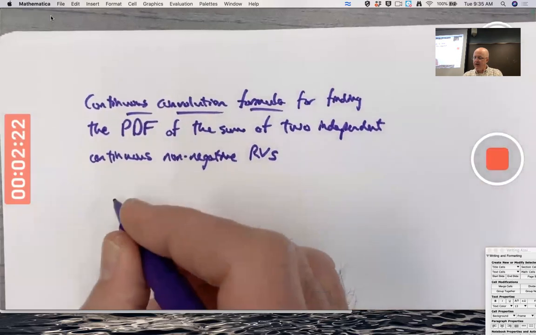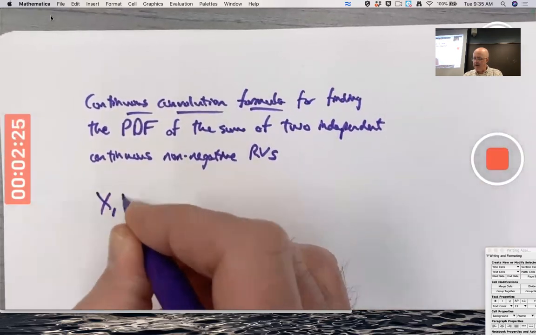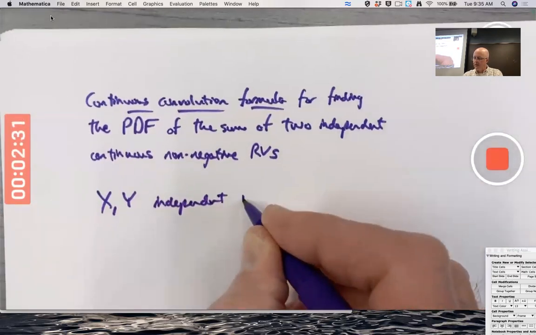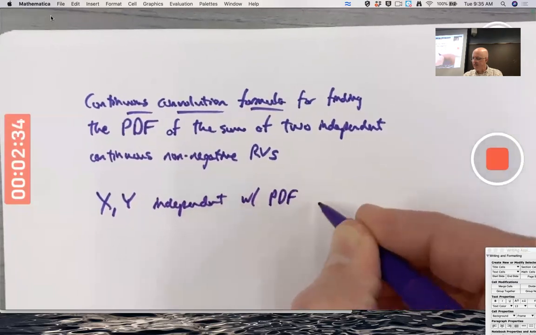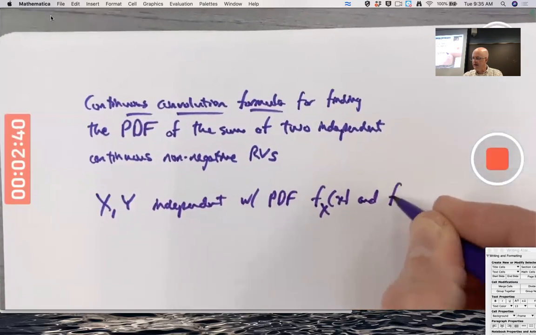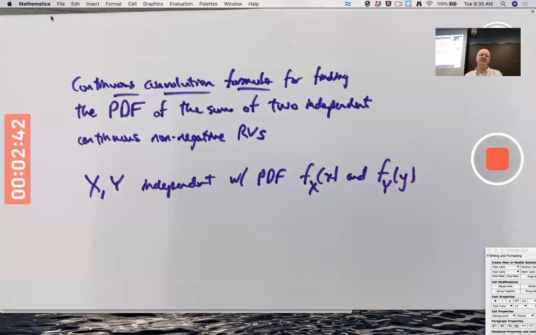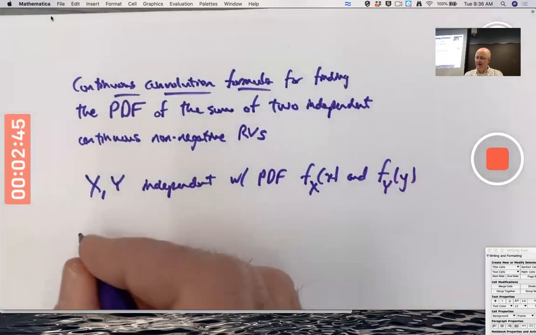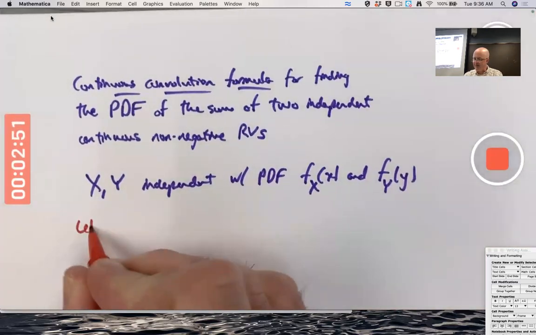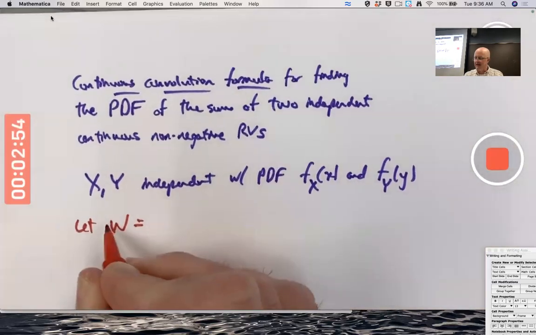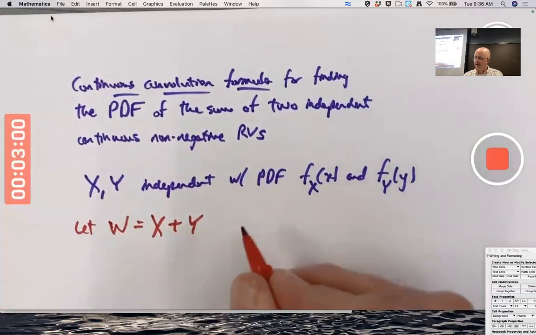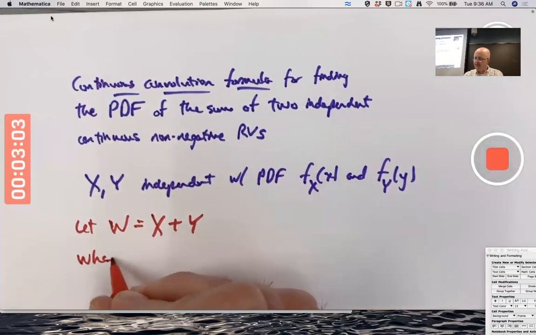So let's say we've got two independent random variables, X and Y. They're independent, with PDFs little f sub X of little x and little f sub Y of little y. As we've often done, we'll call the sum of these two random variables W. Maybe it would make more sense to call it S, but I've been calling it W. Let W equal X plus Y. Question is, what is the PDF of W?